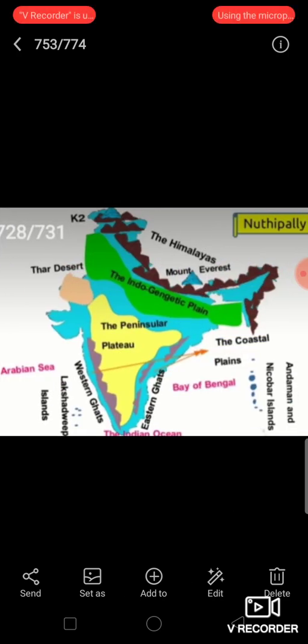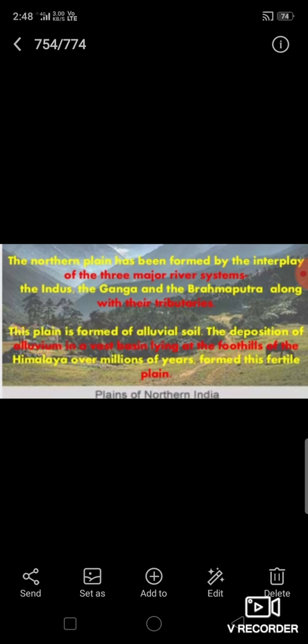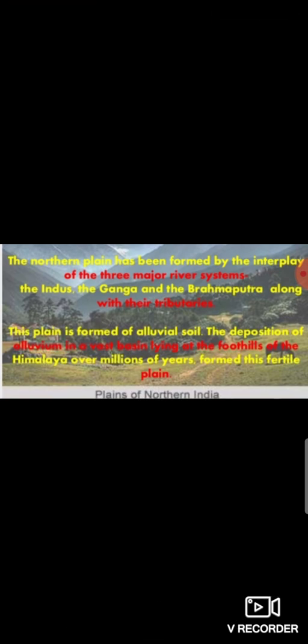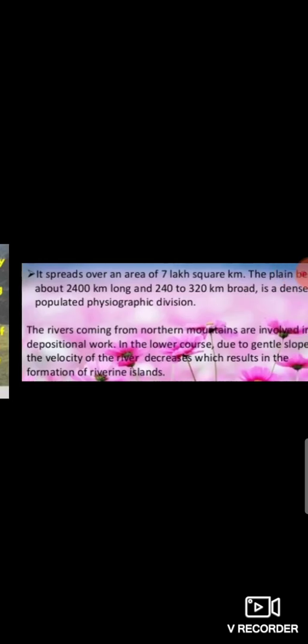Now, students, the northern plain. The northern plain has been formed by the interplay of the three major river systems, namely the Indus, the Ganga, and the Brahmaputra, along with their tributaries. This plain is formed of alluvial soil. The deposition of alluvium in a vast basin lying at the foothills of the Himalaya over millions of years formed this fertile plain. Now, students, it spreads over an area of 7 lakh square kilometer.